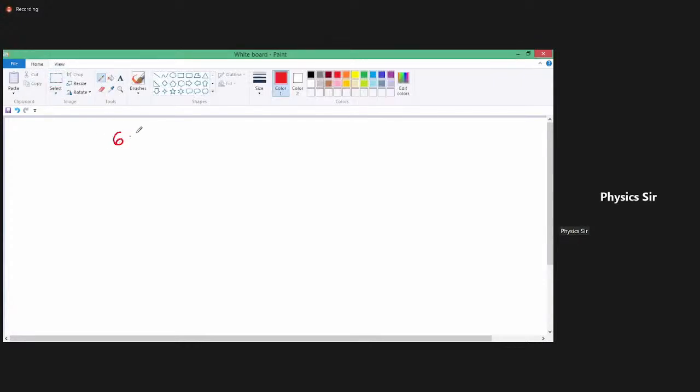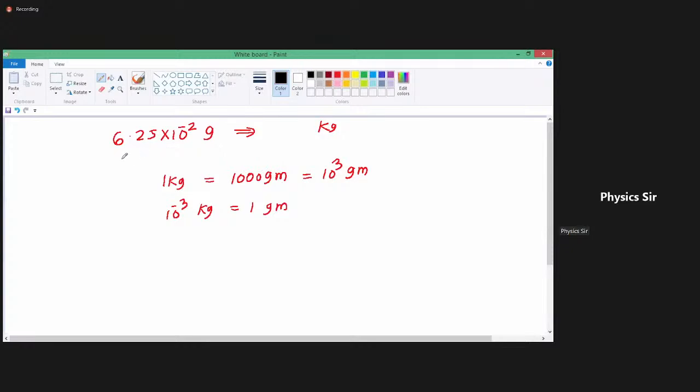Beta, this is 6.25 into 10 to the power minus 2 grams, and you want to convert it into kg. You know what is 1 kg? 1 kg is 1000 grams. 1000 grams means 10 to the power 3 grams. So if I bring it over here, this will be 10 to the power minus 3 kg, that is equal to 1 gram. So if I want to convert this gram into kg, then this will be 6.25 into 10 to the power minus 2 into 10 to the power minus 3 kg.